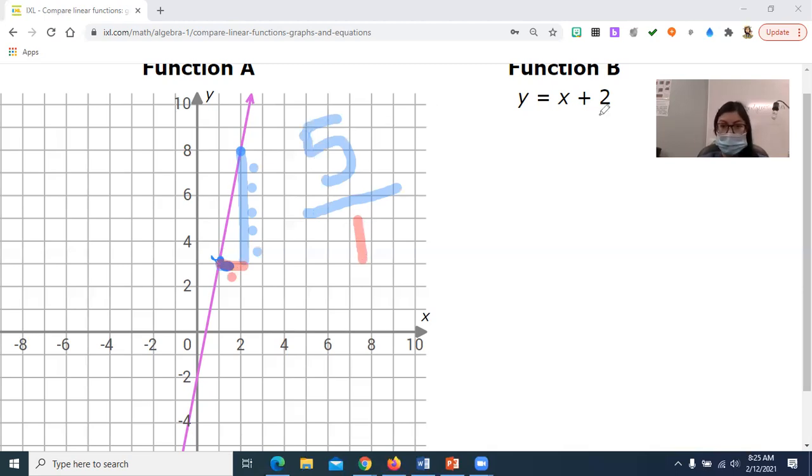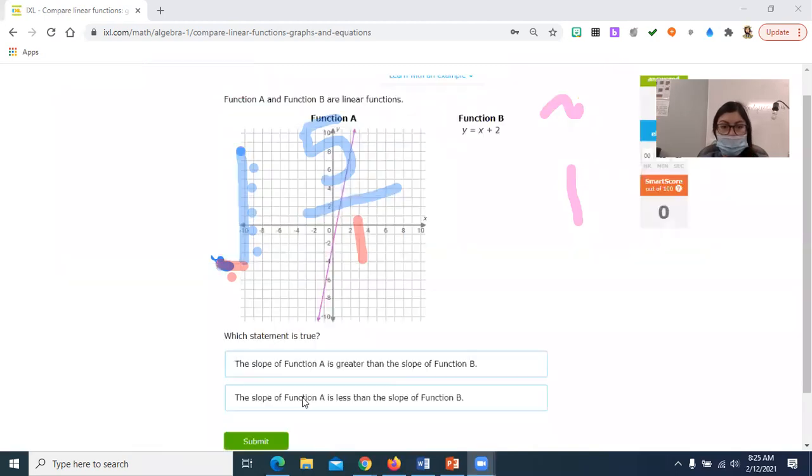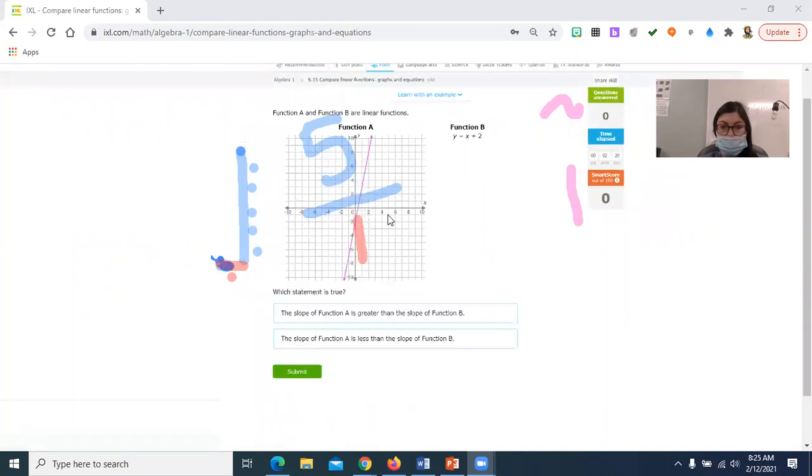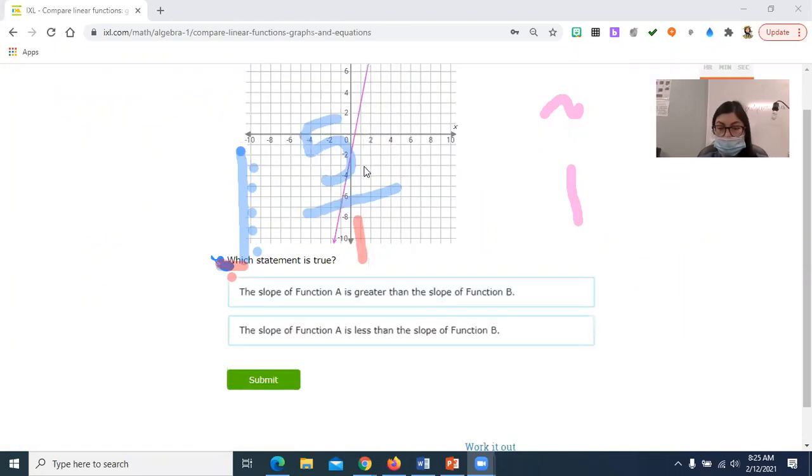Okay? Now to get the slope out of an equation, it's different. All you have to do is see how many x's there are. Here, I see there's my letter x. I do a squiggly right there. How many x's? That's 1. So the question that it's asking is, which one is greater? So it says slope A, this function A is greater, which is true because 5 is bigger than 1.